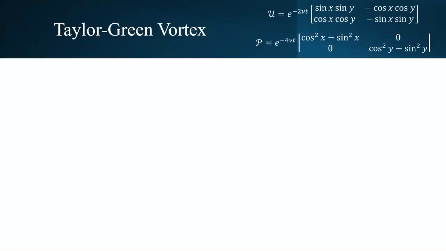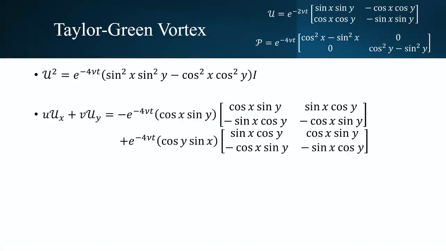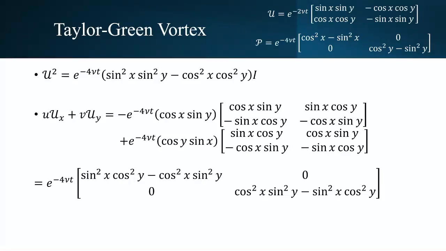And here I just put our answer from the previous page. And we can square it. We got the formula for u squared. It's a scalar times the identity matrix. And we can also just take derivatives, multiply with u and v from the previous page. This is what we got, and simplify it. This is what we got.